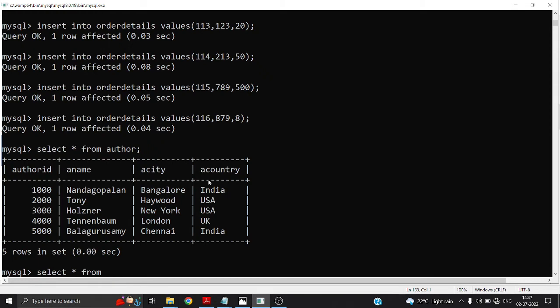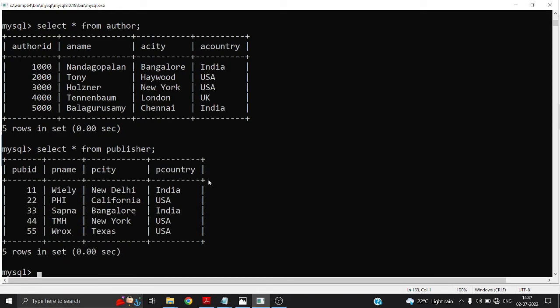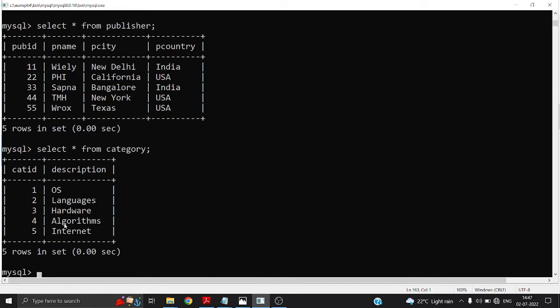Next we have the publisher. This table has the information about publisher details like Relay, PHI, Sapna, Tata McGraw-Hill, Rocks. Next we have category details. See, operating system is a category, languages, programming language is another category, hardware is the category of textbook, algorithm is a category, internet is a category. Like that we have various categories.